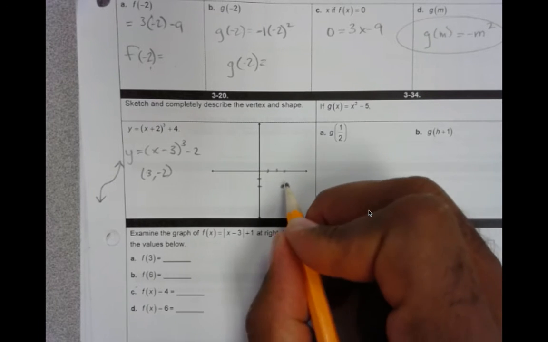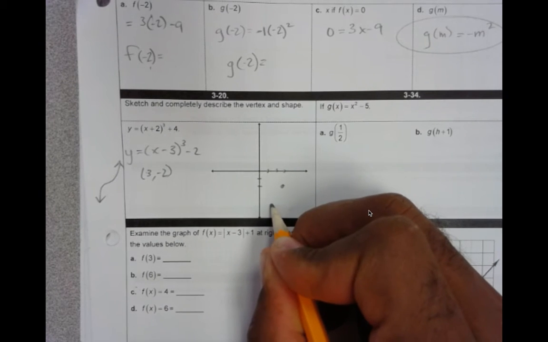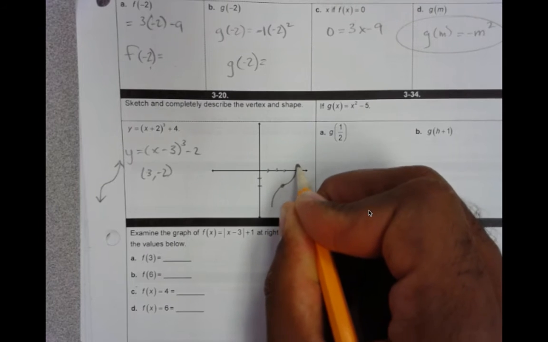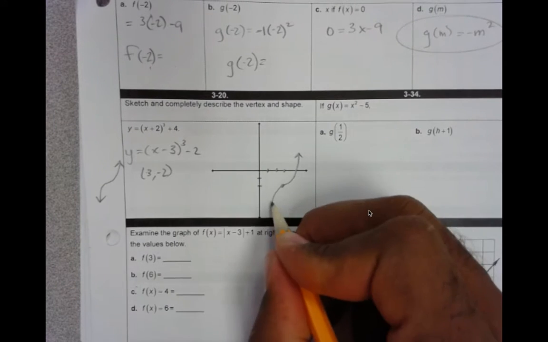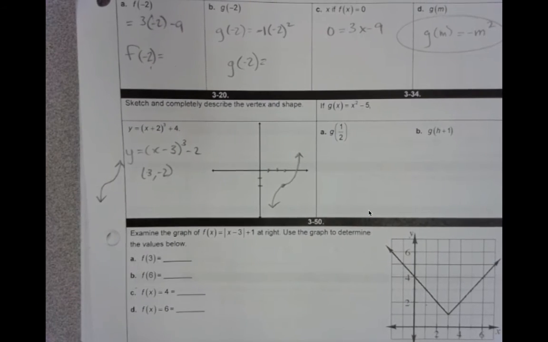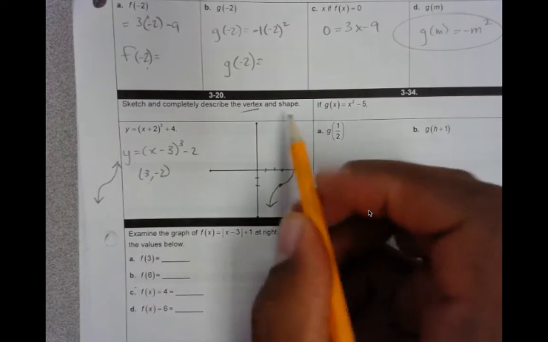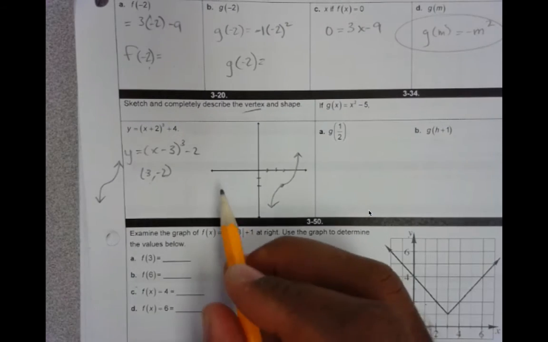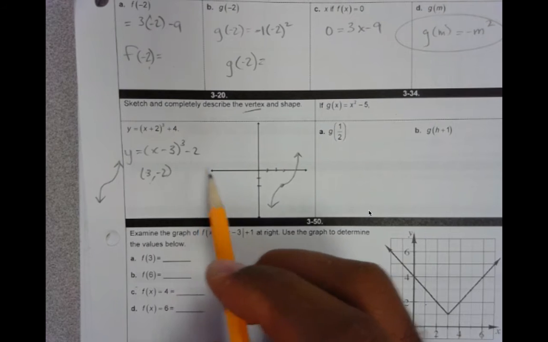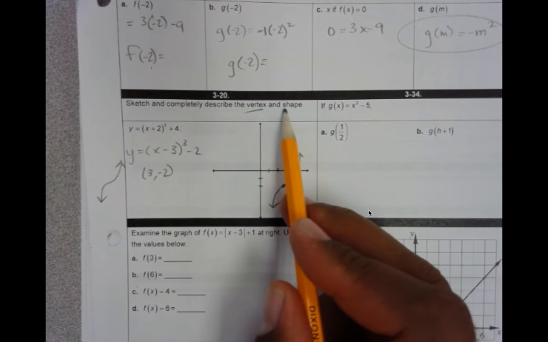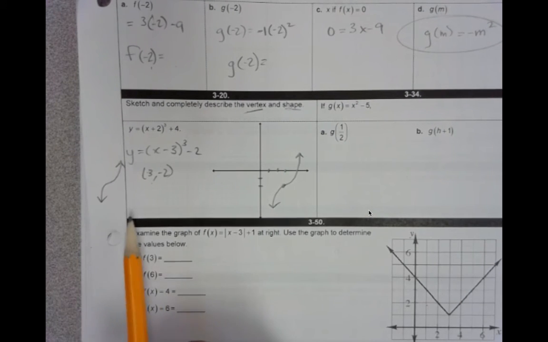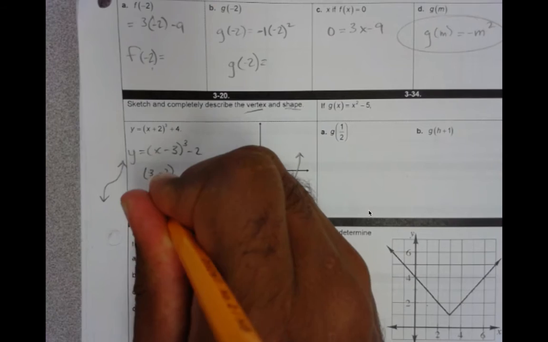So remember, this is a quick sketch, so I'm just going to kind of go up through that point and then kind of level out and go up again. Arrows going both ways. The vertex would be that point. The shape, in this case, there's really no shape to describe here. You would describe the shape if it was like a parabola or a V or something. But we will say that it's cubic.